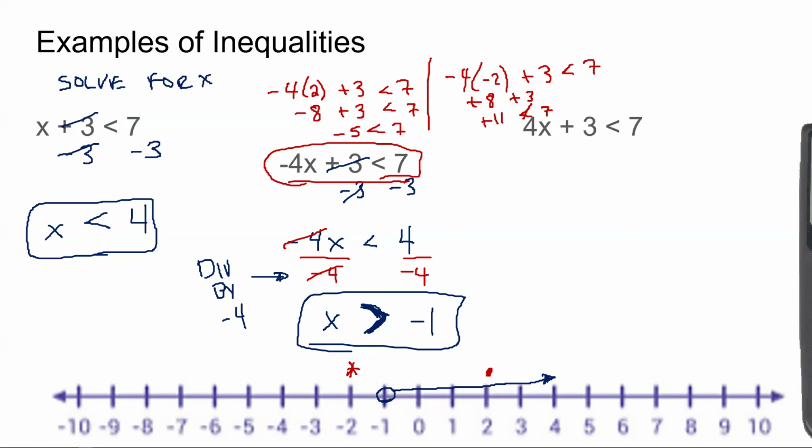Okay. If you multiply or divide by a negative number, you've got to turn the sign around, turn the alligator around. Here's another one right here. It looks like the same problem, except I don't have that negative in front. Subtract 3, I'd have 4x is less than 4. Divide by 4, x is less than 1. Notice I did not flip it around here, simply because I did not multiply or divide by a negative number.